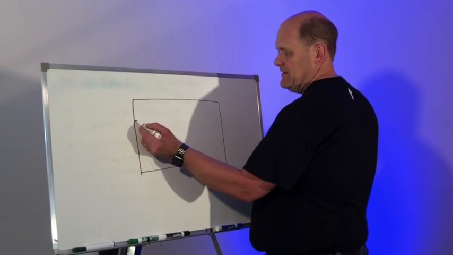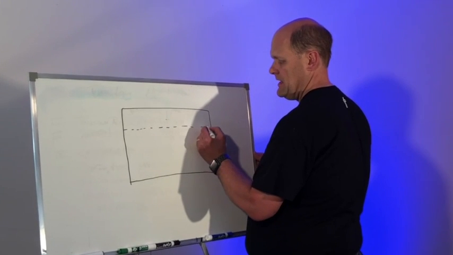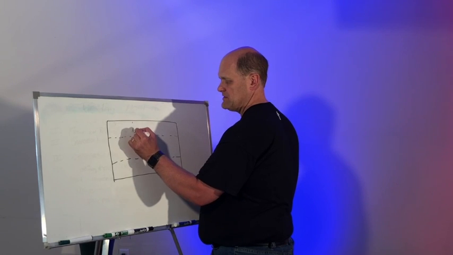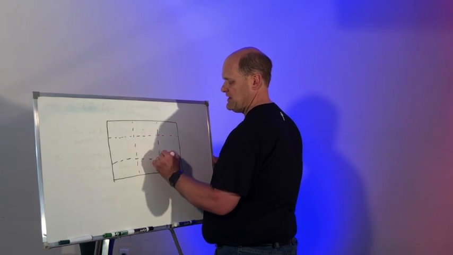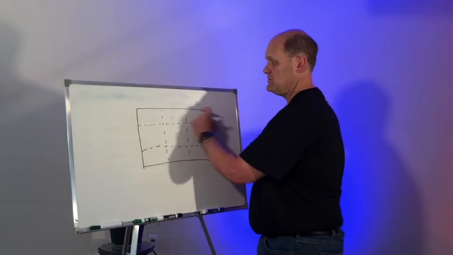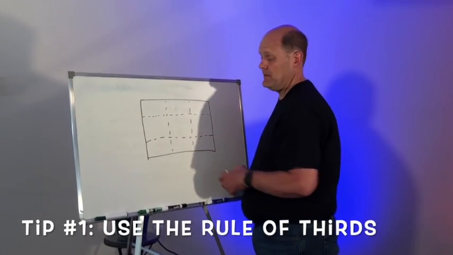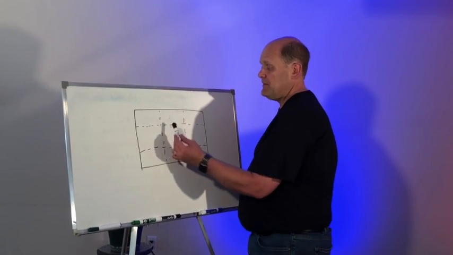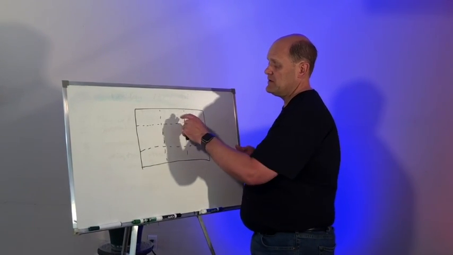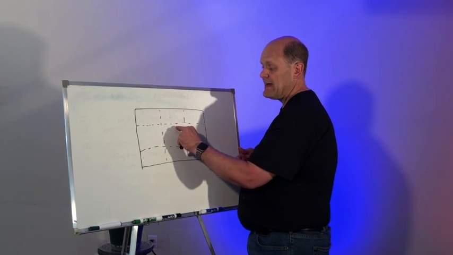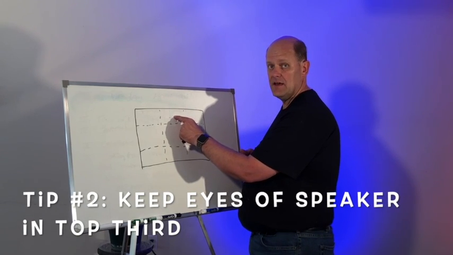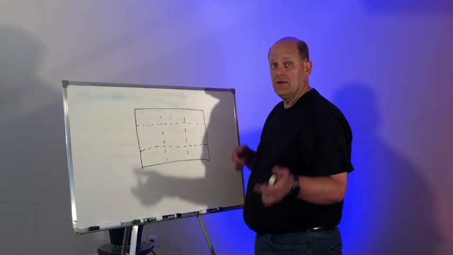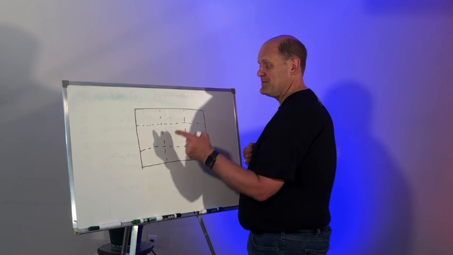What we look at is what we call the rule of thirds. The rule of thirds has your screen split into nine zones, okay? Your top third, your middle third, and your lower third, and then you have a left, center, and right third. Typically, you want your speaker to be in the top third with the eyes just above the upper third line.